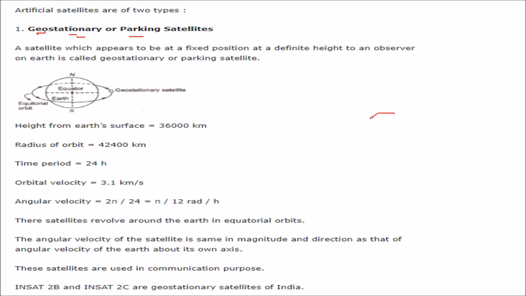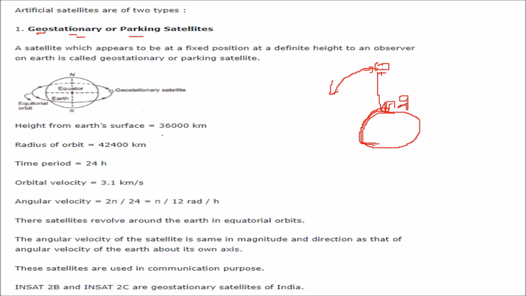So if you are here, say this is Earth, you see a satellite always at this place only. It is not moving. Why is it not moving? Because the time period of Earth's rotation about its axis is exactly the same as that of this satellite. This is revolving, Earth is rotating. So the Earth's rotation time is equal to the revolving time of this satellite, so it is always stationary. It looks stationary to an observer who is standing here.